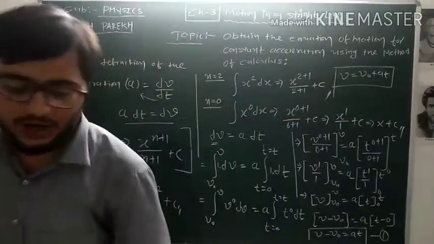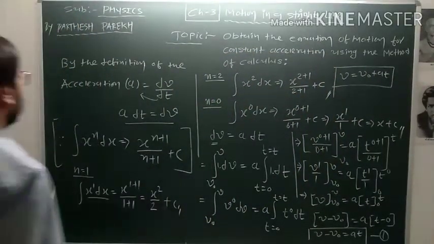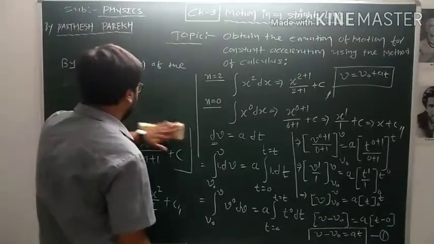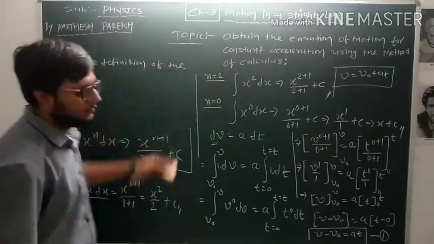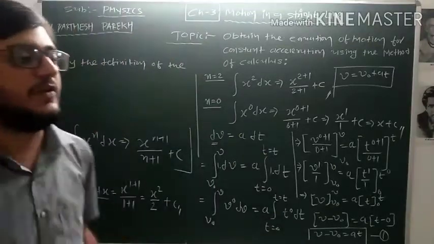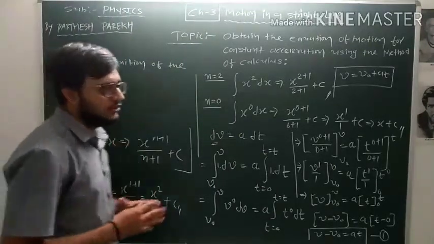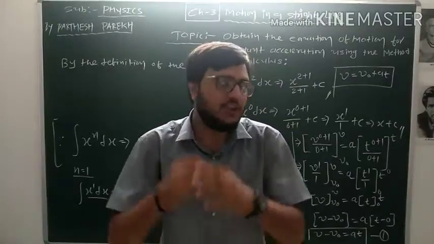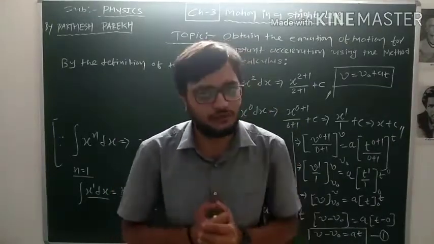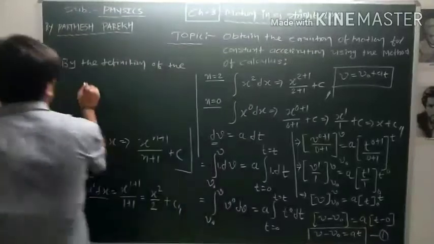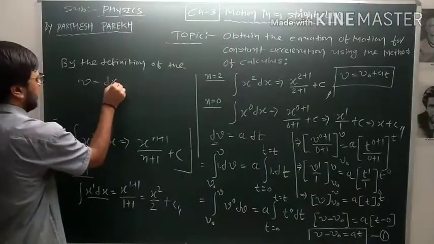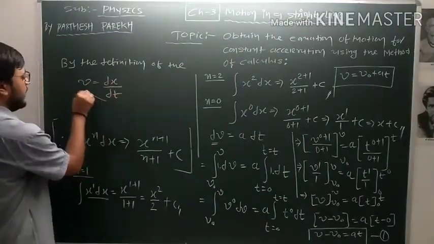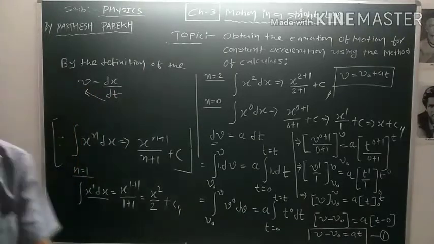Now we derive the second equation of motion, which comes from the definition of velocity. The definition of velocity says that it is the rate of change of position with respect to time. It gives the velocity. So here we can write v is equal to dx by dt.